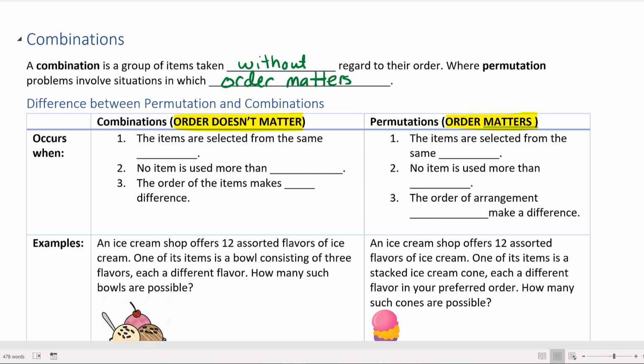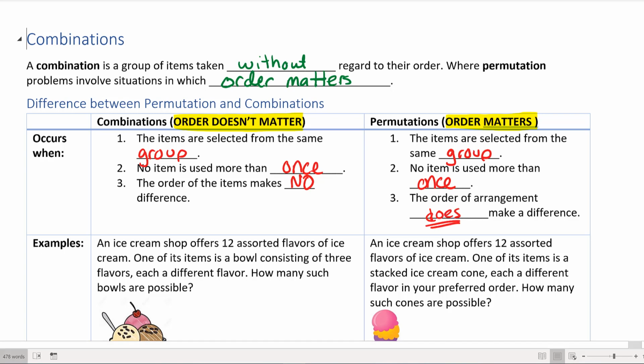In both a combination and a permutation, the first condition is that the items are selected from the same group. The second condition is the same as well: no item is used more than once. But the third condition is where a combination differs from a permutation. For combinations, the order of the items makes no difference, whereas for permutations, the order of arrangement does make a difference.